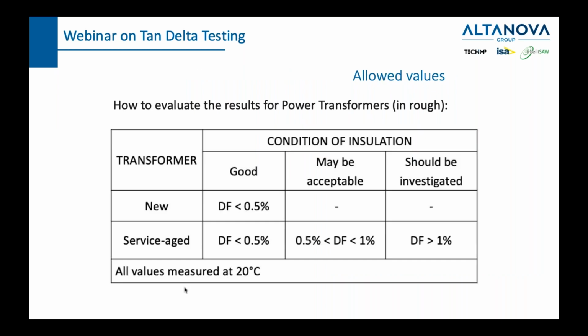And then we need to know what the acceptable values for a transformer are when we measure tan delta, to say whether the transformer has good insulation or bad insulation.